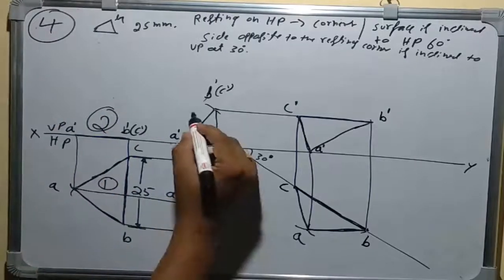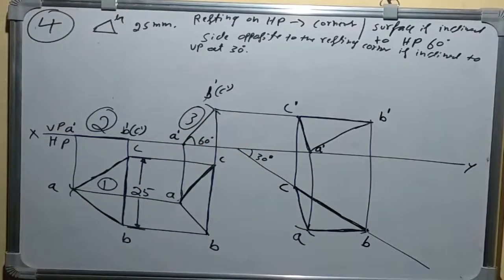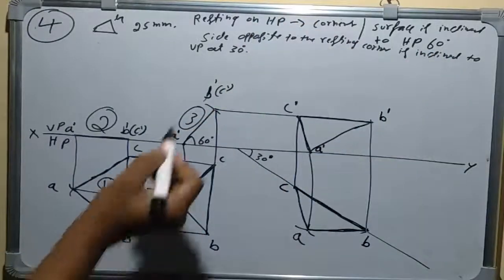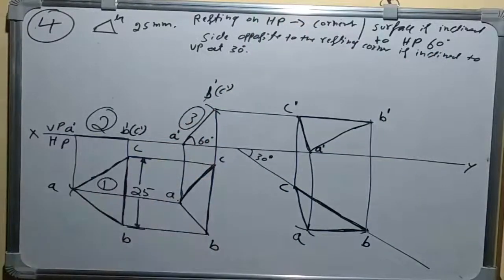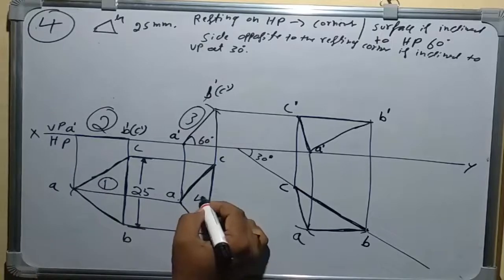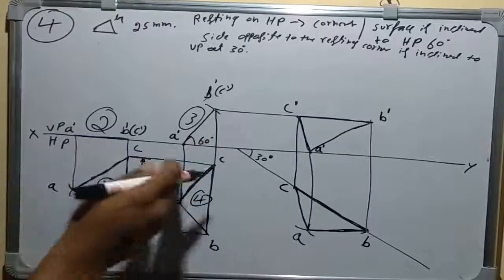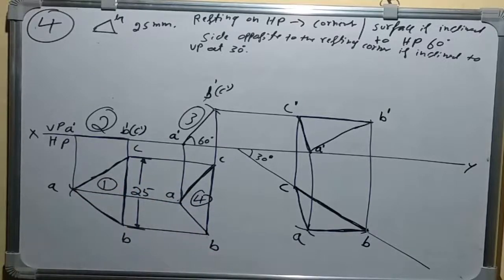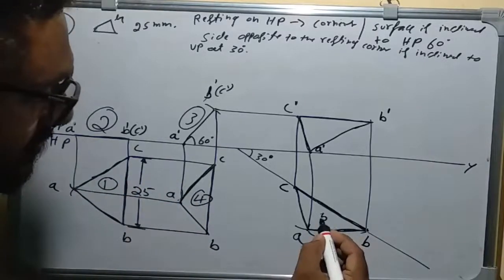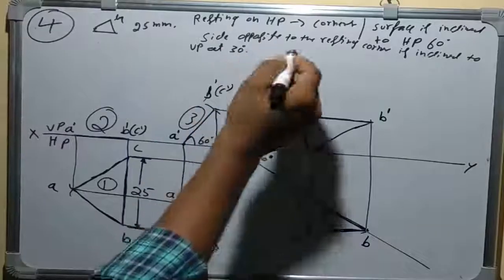In second step, we need to make the surface inclination. They gave HP 60 degree, so we made the surface inclined HP 60 degree. After that, by using vertical projections and horizontal projections, we got all the points and we joined them and got the top view.